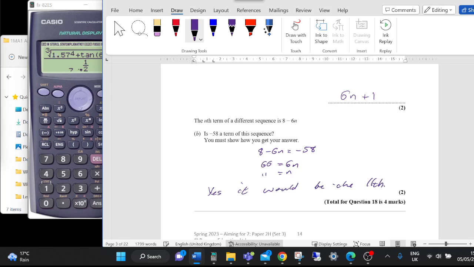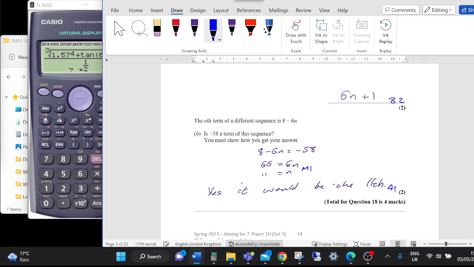Right, the marking for that question then is, it is just a B2 if you've got 6n plus 1. You can pick up a B1 mark though for 6n. And then for part B, it's a method for solving and then an A1 for yes. And they've said, yes, it is the 11th term.